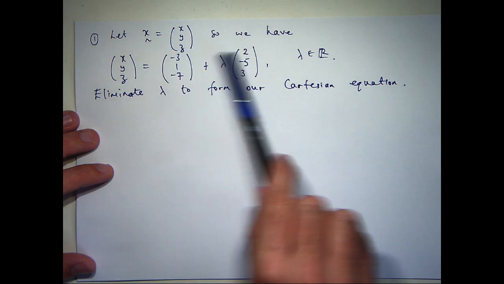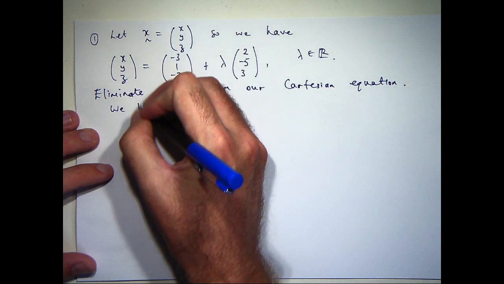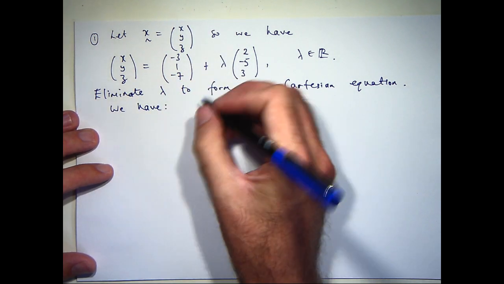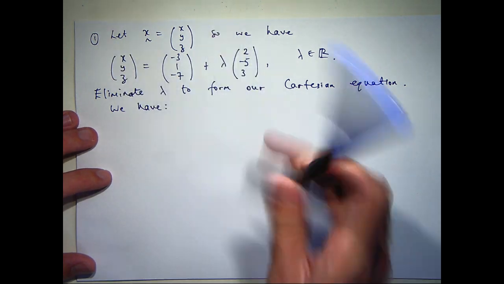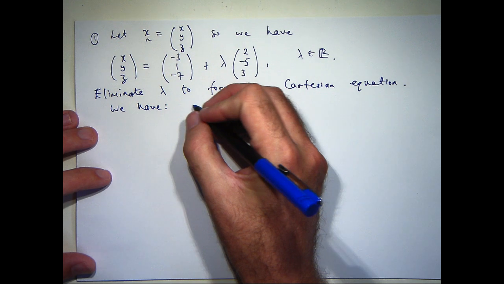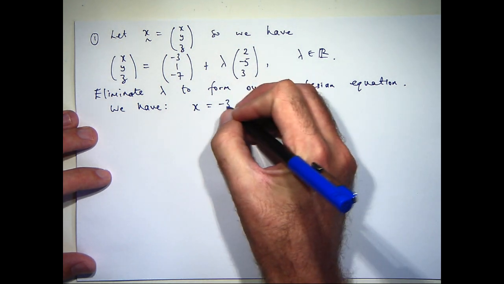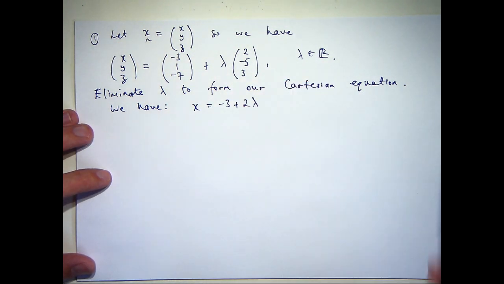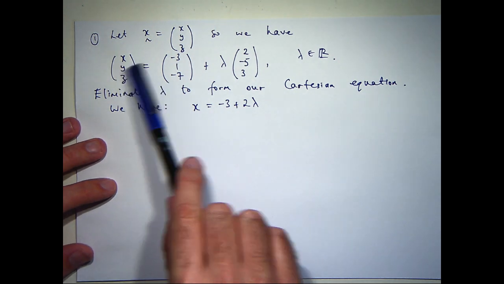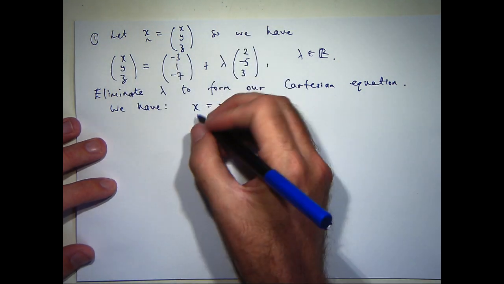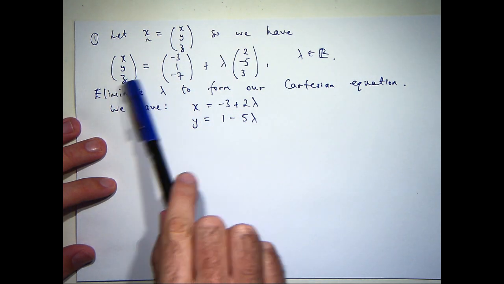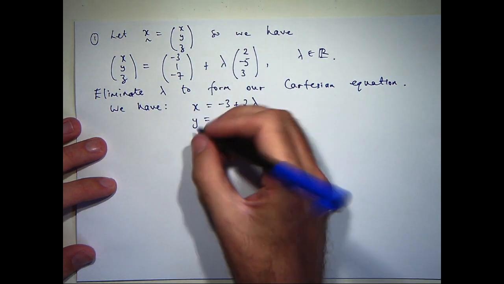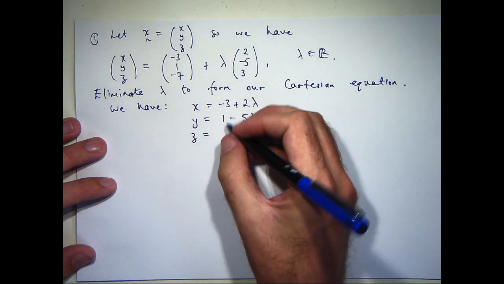Okay, so just writing these out, we have x equals -3 plus 2 lambda, that's the first one. If I just rearrange, I can just write that out. You probably don't have to do that. y equals 1 minus 5 lambda. And finally, z equals -7 plus 3 lambda.